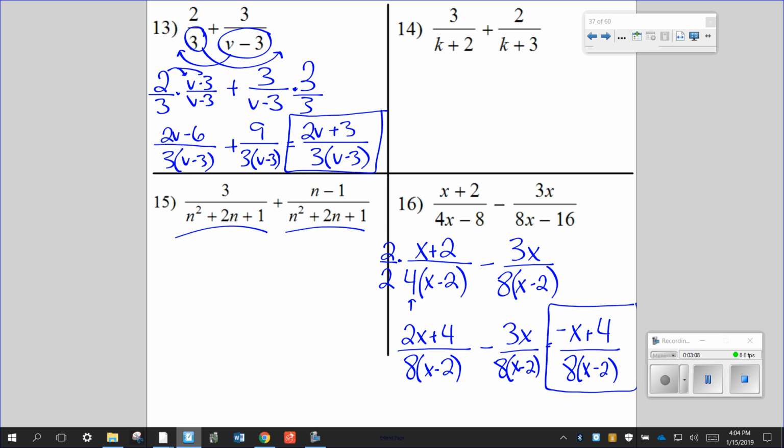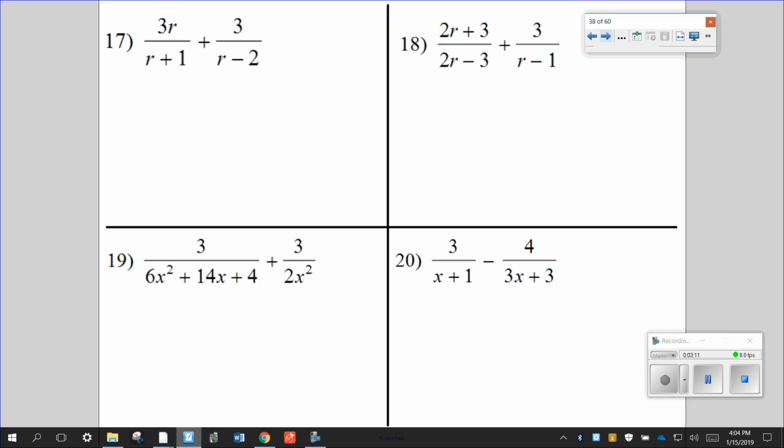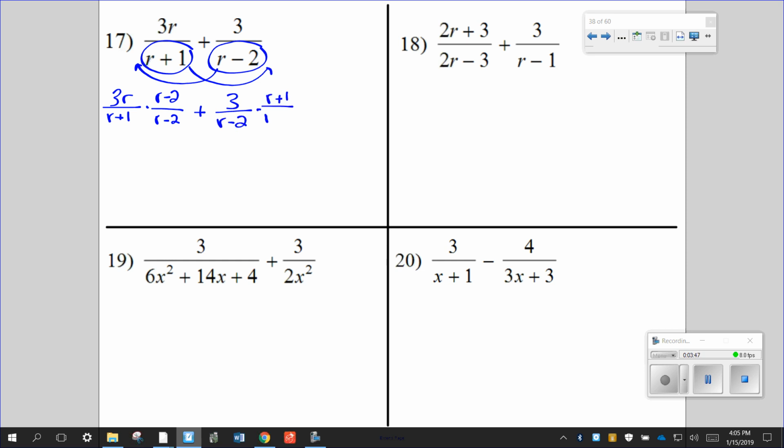Alright, let's go to another problem. I'll do number 17. So number 17, again, we are going to multiply the first fraction by the denominator of the second, and the second by the denominator of the first. So we will have 3r over r plus 1 times r minus 2 over r minus 2, plus 3 over r minus 2 times r plus 1 over r plus 1.